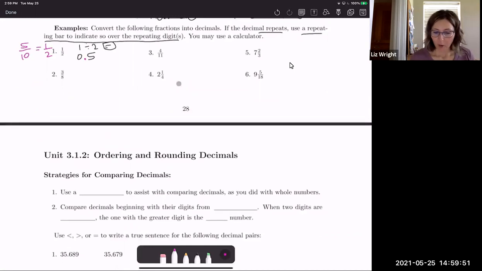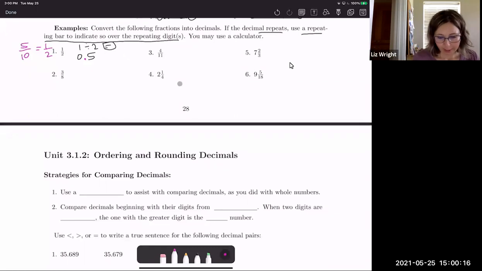All right, so 3/8. Take 3, divide it by 8. This is another one of those things. Pause the video, go hit that pause button right now, because you should put each of these in your calculators and figure out what you're getting as a decimal and then write your answer out. I'm going to go through and give you the answers, but you should make sure that you're getting these answers on your own so that you know how to do this on your own.